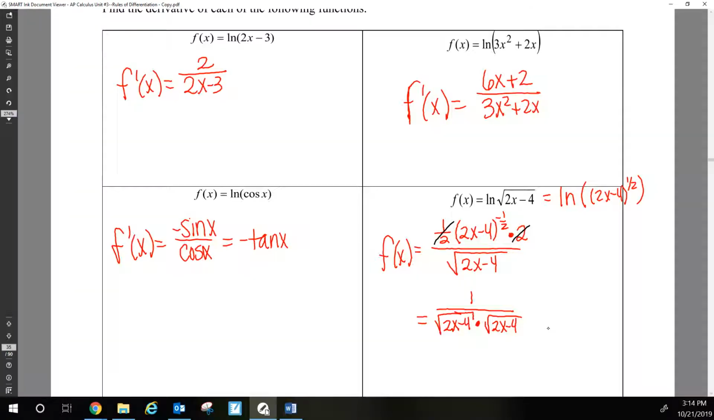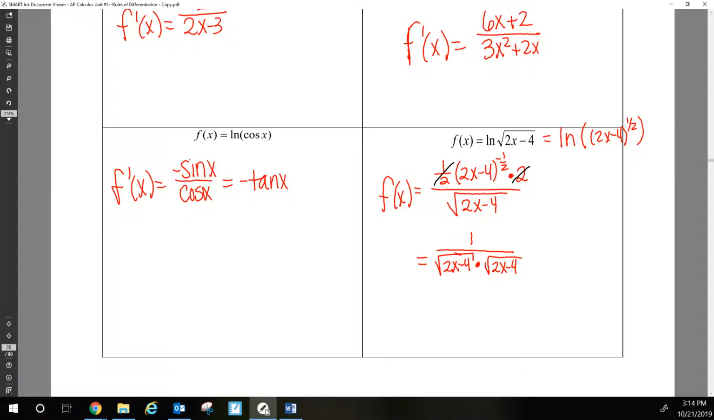And the square root of 2x minus 4 times the square root of 2x minus 4 is just 2x minus 4. And we are done with video 2.